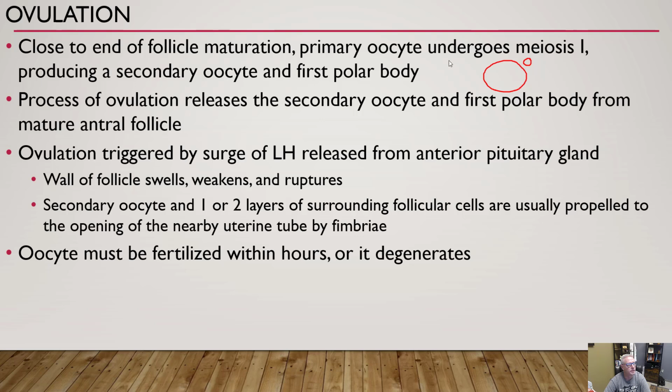Ovulation happens because of the LH that is released from the anterior pituitary gland. Once the anterior pituitary gland releases LH, it acts on the ovaries so that the follicle swells, weakens, and ruptures. That secondary oocyte and those surrounding follicular cells are propelled to the opening of the uterine tube by fimbriae, and once that oocyte is released, it needs to be fertilized within hours, or it's going to degenerate.